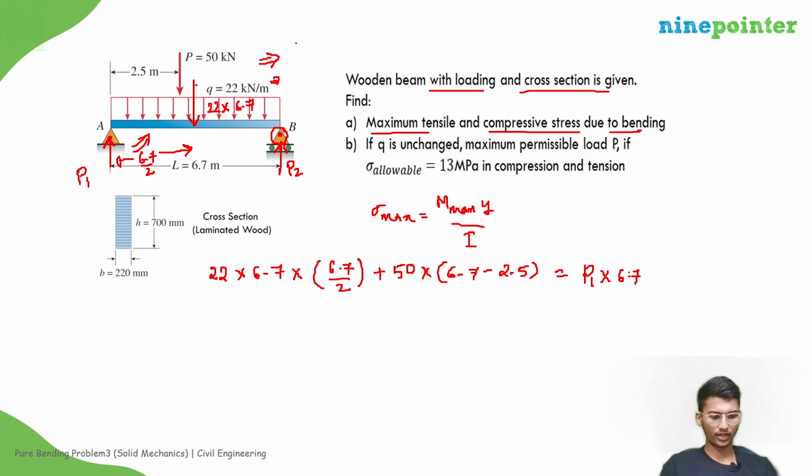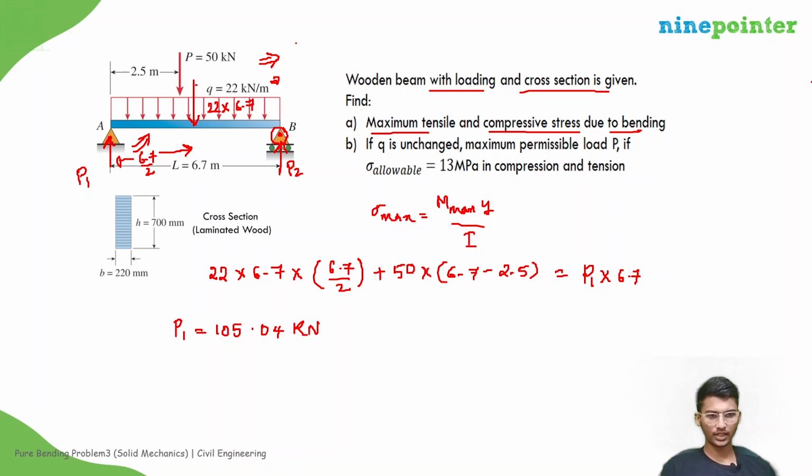So let us calculate the value. 22 into 6.7 into 6.7 divided by 2 plus 50 into 4.2, I think, yes, divided by 6.7. So we are getting P1 as 105.04 kilonewtons. So we need to find out M max.